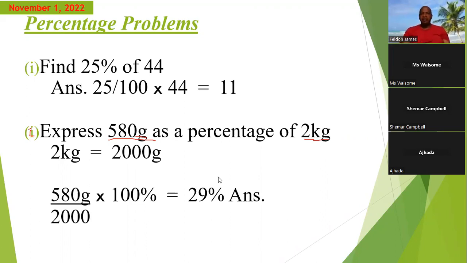All right, so here we would put 580 over 2,000, and then now writing that as a percentage, we simply multiply it by 100, and then our answer will give us 29%. So everybody should be on the same page with this. So moving on to the next question.